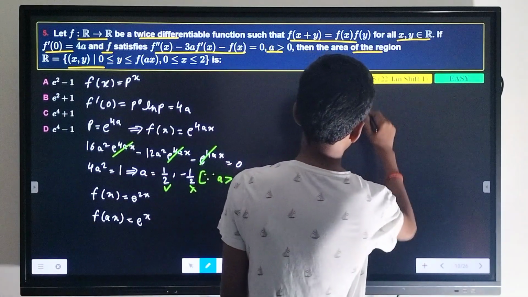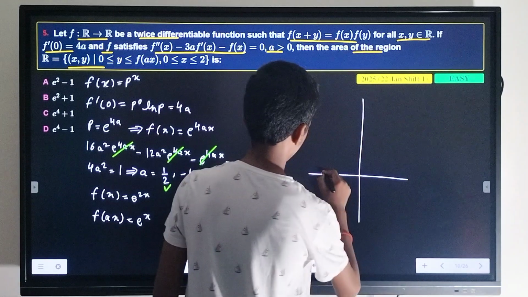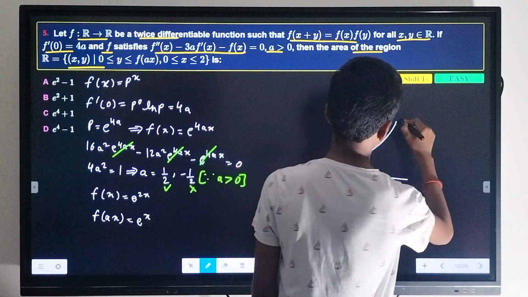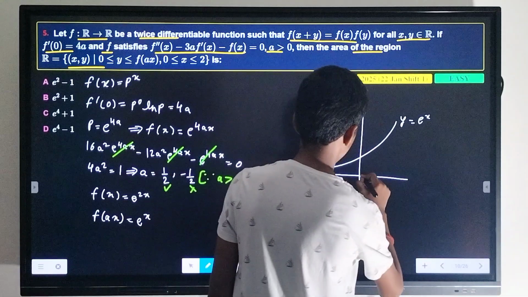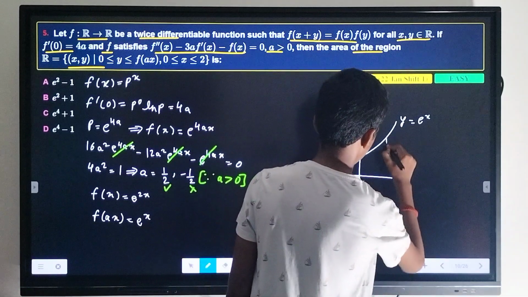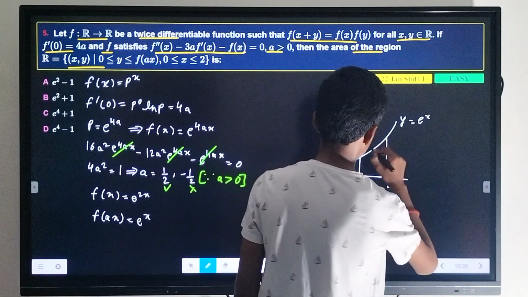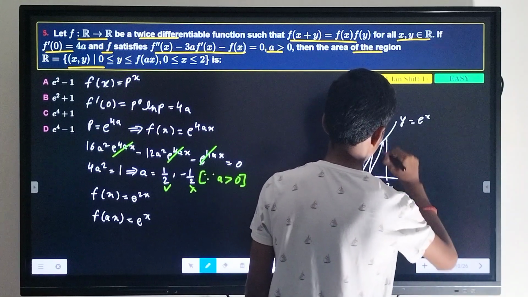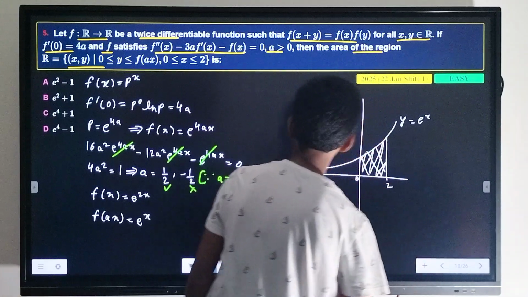And here is our graph of e raised to power x. Y is equal to e raised to power x. Here we have 0 and here we have 2. So this is our required area which we need to find.